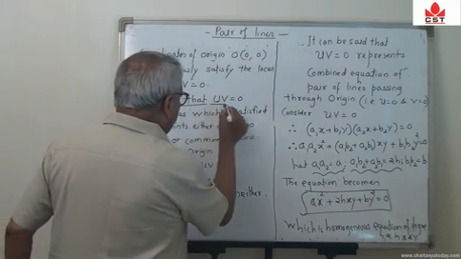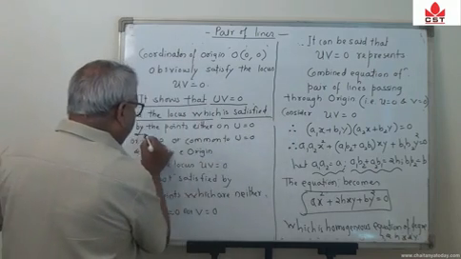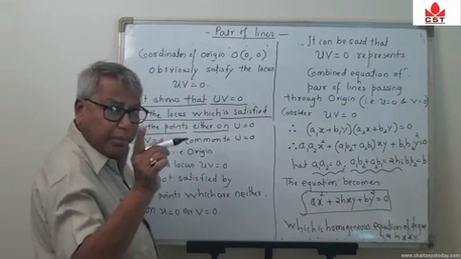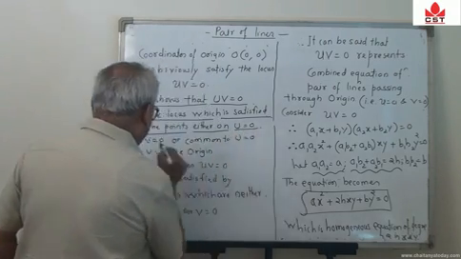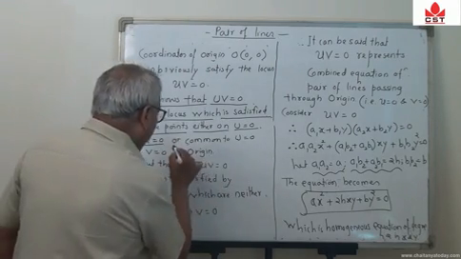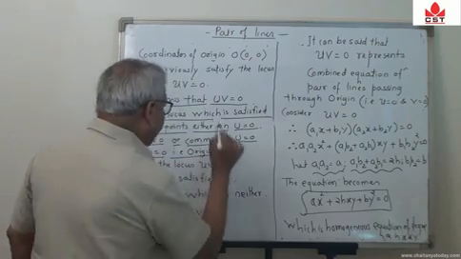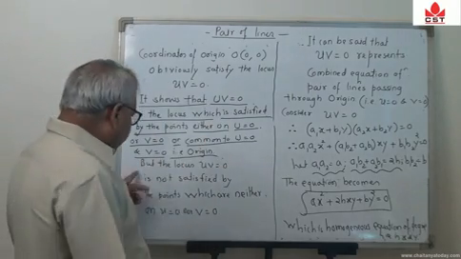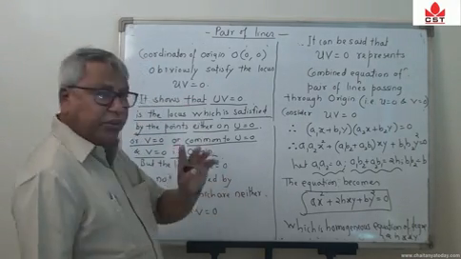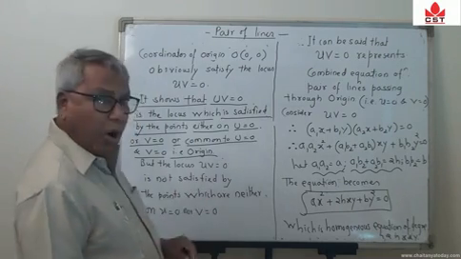It shows that uv equal to 0 is the locus which is very important. It is satisfied by the points either on u equal to 0, as we have just shown for P(x1, y1), or on v equal to 0, that is Q(x2, y2), or common to u equal to 0 and v equal to 0, that is the origin. But the locus uv equal to 0 is not satisfied by points which are neither on u equal to 0 nor on v equal to 0.